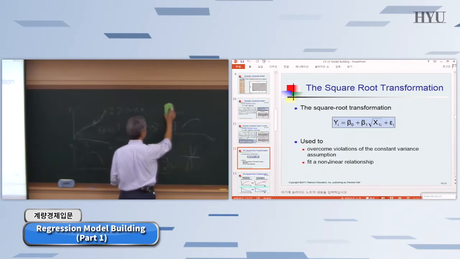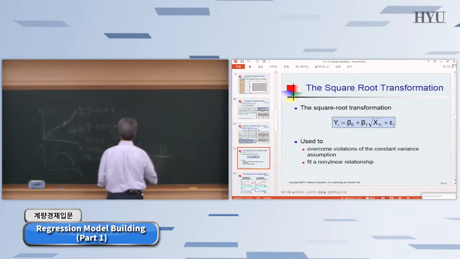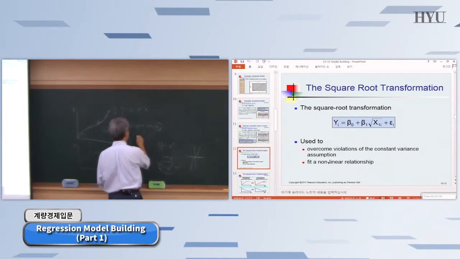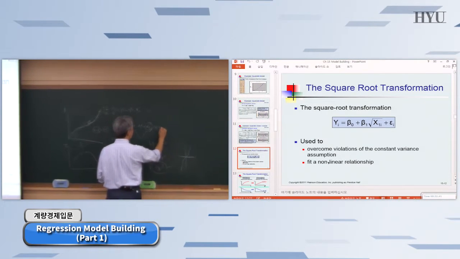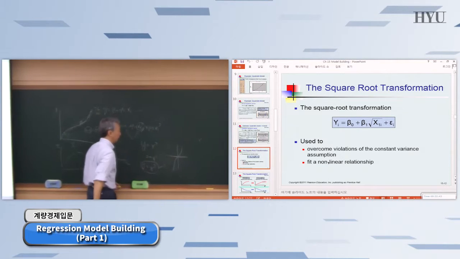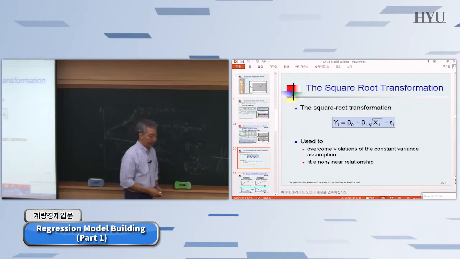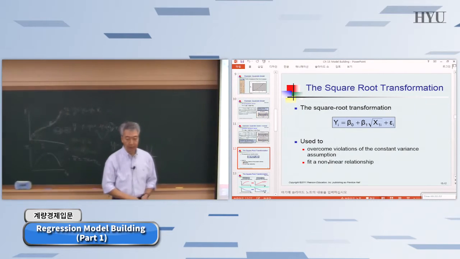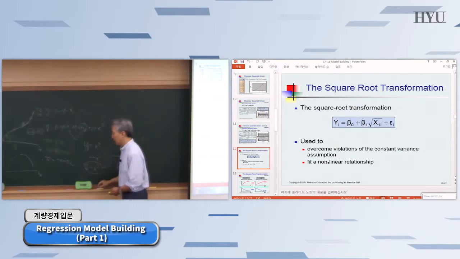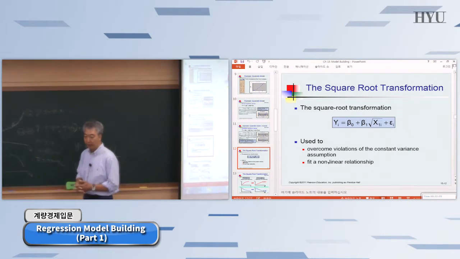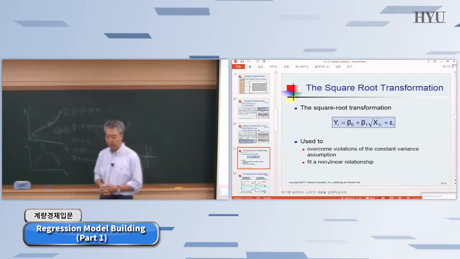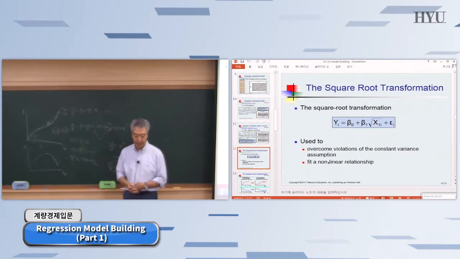If you suspect that kind of relationship, then you can try one more term here: beta naught plus beta 1 x1 plus beta 2 x1 squared plus beta 3 x1 cubed, to handle that kind of relationship. And see what happens with the regression. Does it improve the fit? That's another example of transformation, transforming the independent variable.